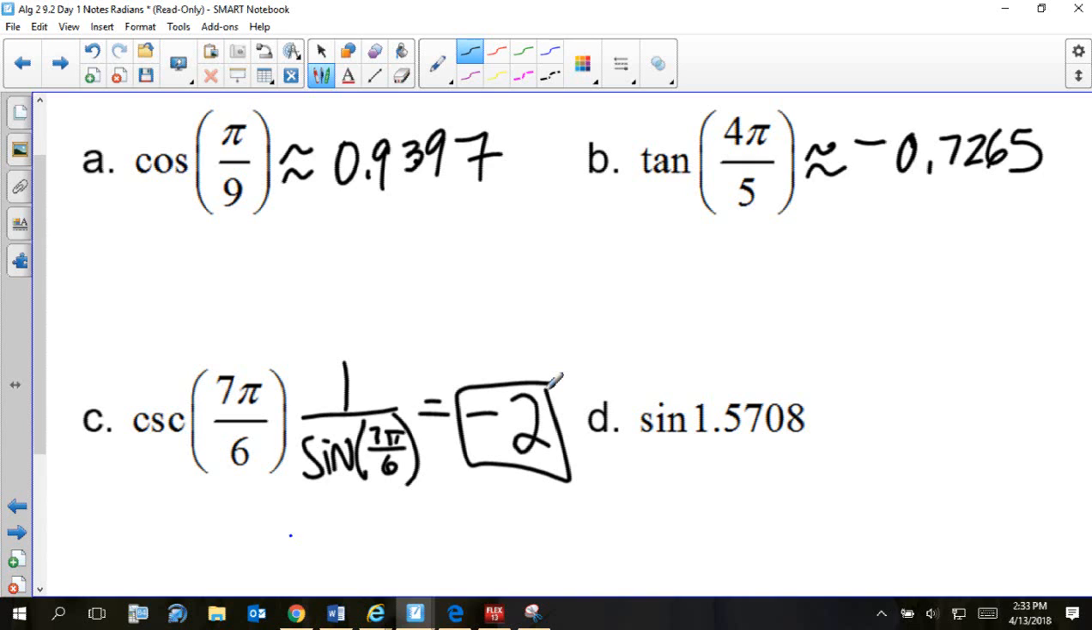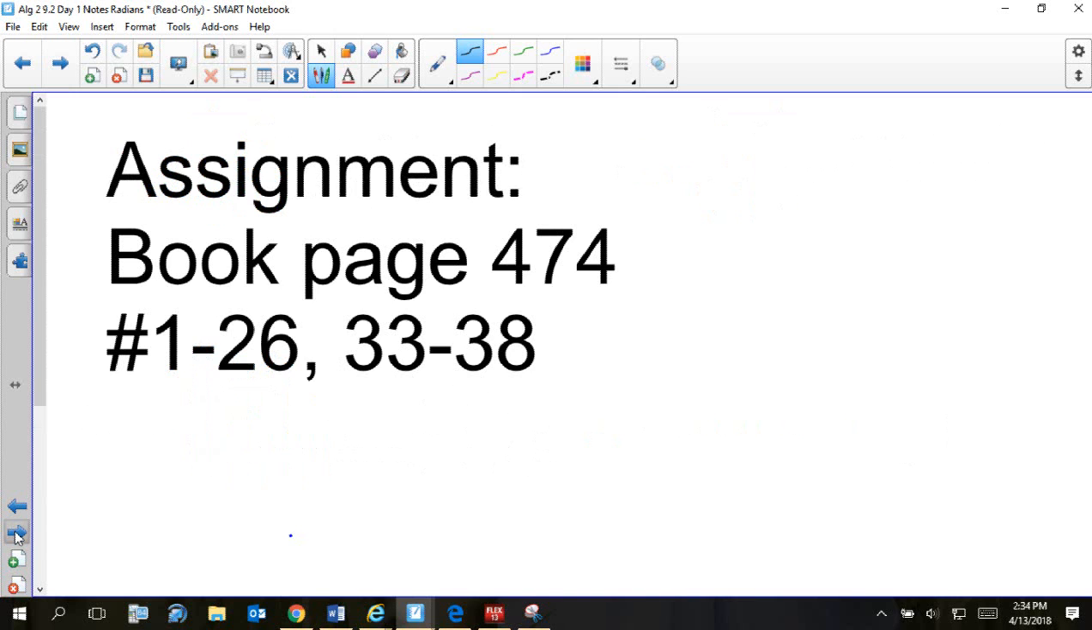And then how about sine? Is this degrees or radians? There's no degree symbol, so answer my question. Is it degrees or radians? This is radians. Just because there's a number and no pi doesn't mean anything. There's no degree symbol. This is radians. You type it in, it should be 1. It should be a good, easy homework assignment. It is in the book.